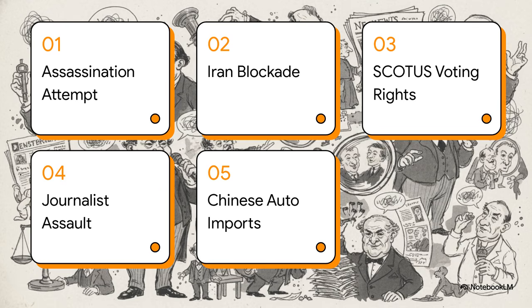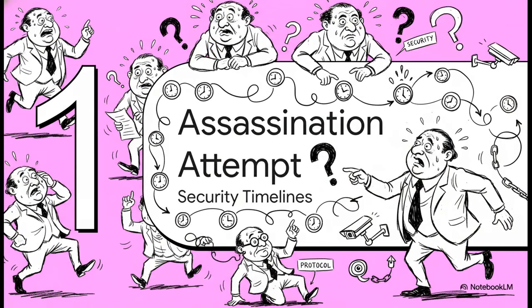Here is our roadmap. We'll start with a breakdown of a presidential assassination attempt, pivot to a proposed Iran blockade, examine a major Supreme Court voting rights ruling, look at a journalist's assault case, and finally, dive into the debate over Chinese auto imports. Let's start with Section 1. The Trump assassination attempt, focusing on security timelines and unanswered questions.